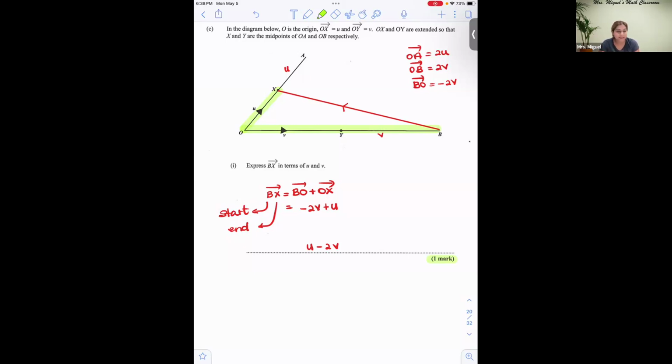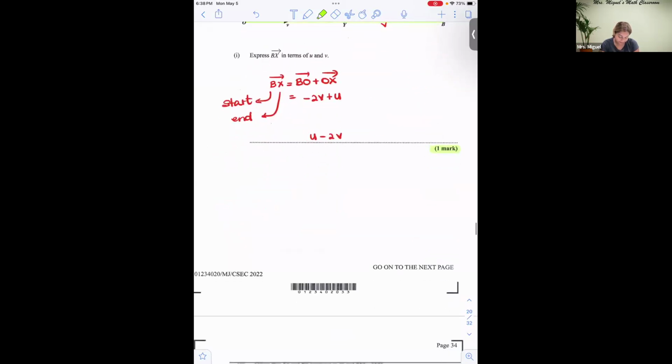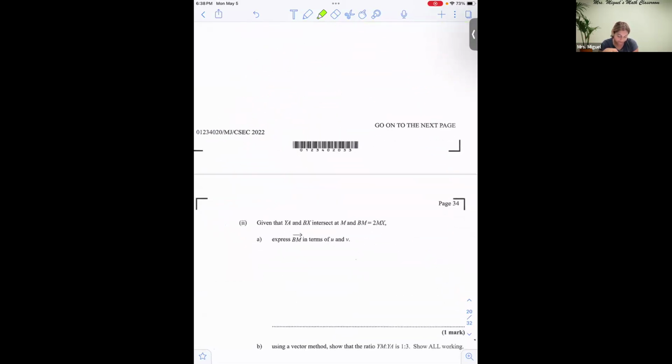And please don't be intimidated if you get a diagram that looks a little bit scary. It was open. Let me try and understand exactly what they're asking. Given that YA and BX intersect at M, and BM is 2MX, express BM in terms of U and V. So it's 1 mark again, right? So let me try and find it. So we know that the line YA and BX intersect at M.